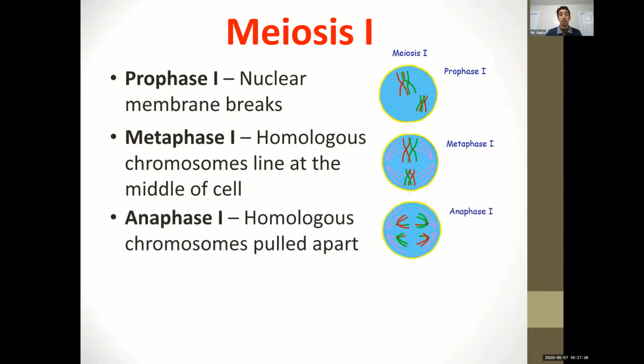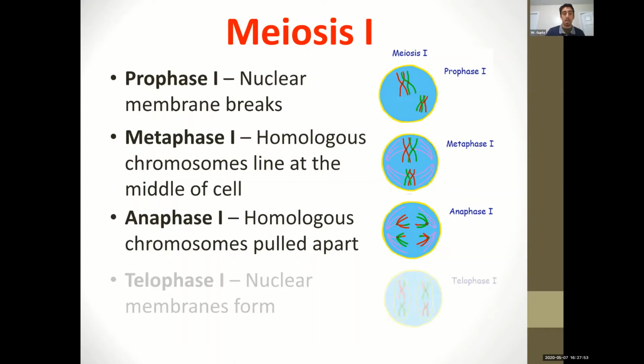In anaphase 1, the homologous chromosomes, both sister chromatids, are pulled apart. So in mitosis, the sister chromatids were pulled apart like this. But in meiosis, they're pulled apart in pairs. And finally, telophase 1, the nuclear membrane forms again. That's meiosis 1, the first half of meiosis. And we're going to cover this in our whiteboard activity later on.